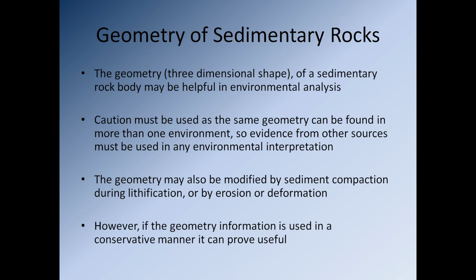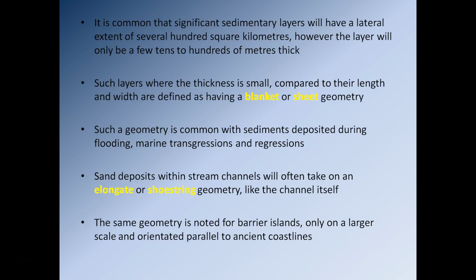But sometimes geometries can be quite helpful if you use them in a conservative and careful manner. So as I was saying, when you have one of these layers of sediment that's relatively thin but spreads out over a very large area, that's referred to as a blanket or sheet geometry. Now that's relatively common, so that doesn't tell us too much. However, sometimes the geometries can be more helpful. So for instance, if we have a sand deposit that occurs as a very long, narrow layer in 3 dimensions, well, that gives us some possible idea.